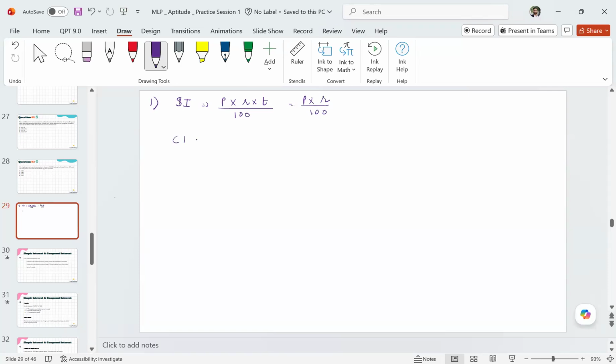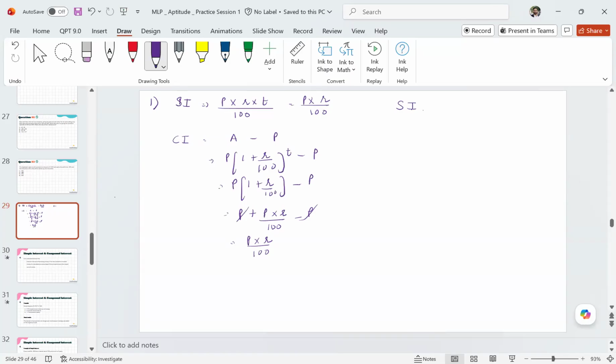If I calculate compound interest, it is equal to amount minus principal. Amount is P(1 plus R upon 100) to the power of T, minus P. Now, if T is equal to 1, this will be P(1 plus R upon 100) minus P. Let me open it up. P plus P into R upon 100 minus P. Cancelled. What do you get? P into R upon 100. Is that clear? So when T is equal to 1, that means simple interest of the first year is equal to compound interest for the first year. Very important for you to remember.